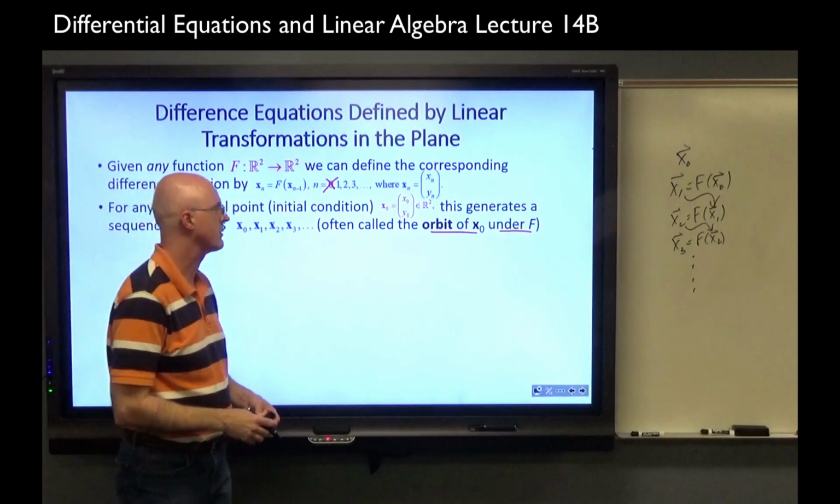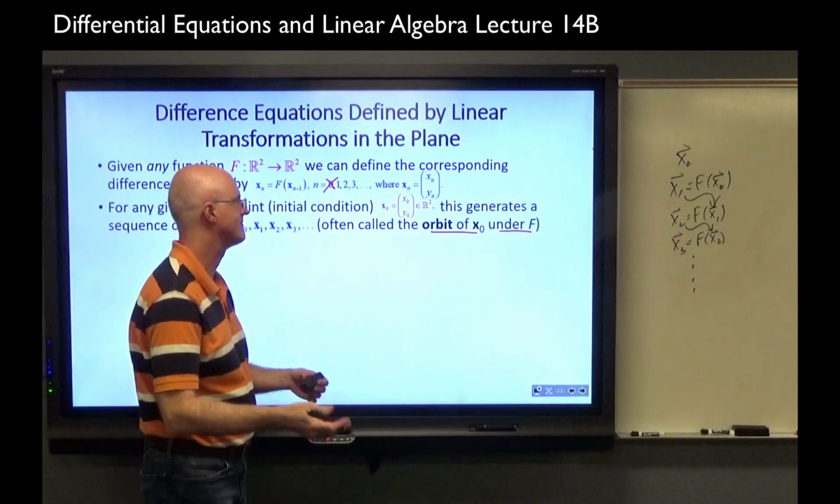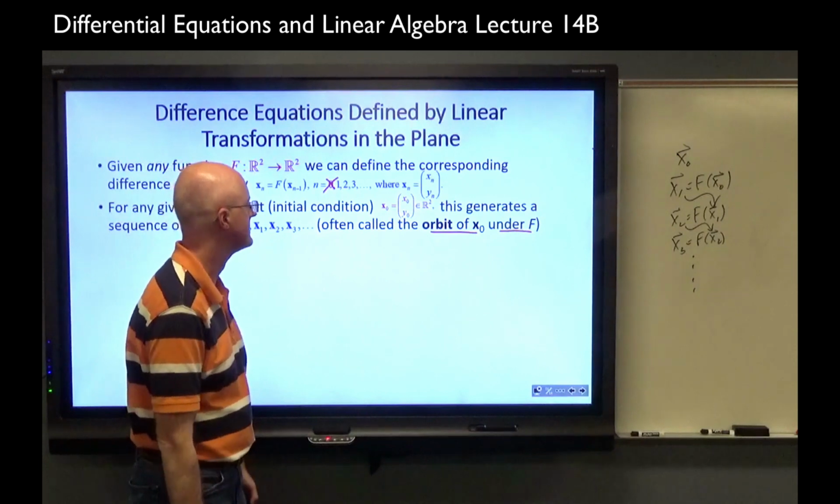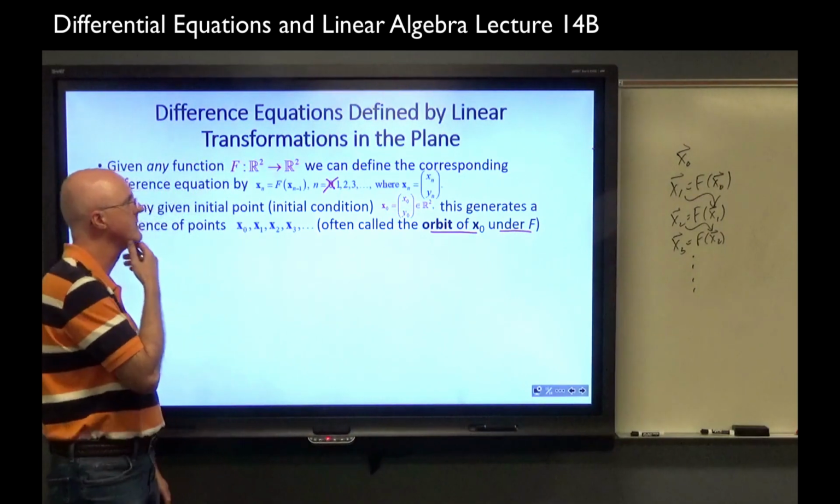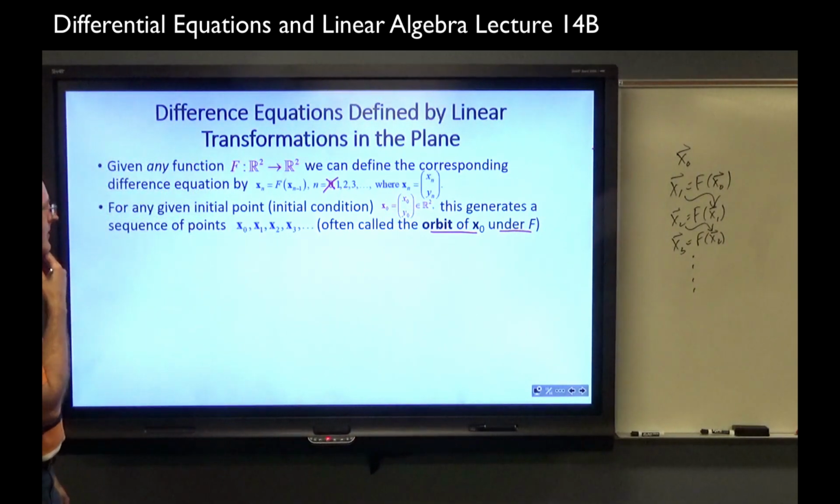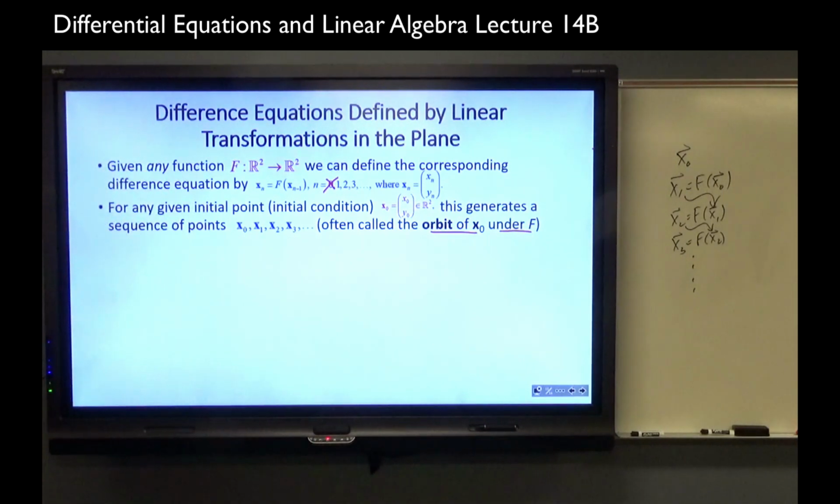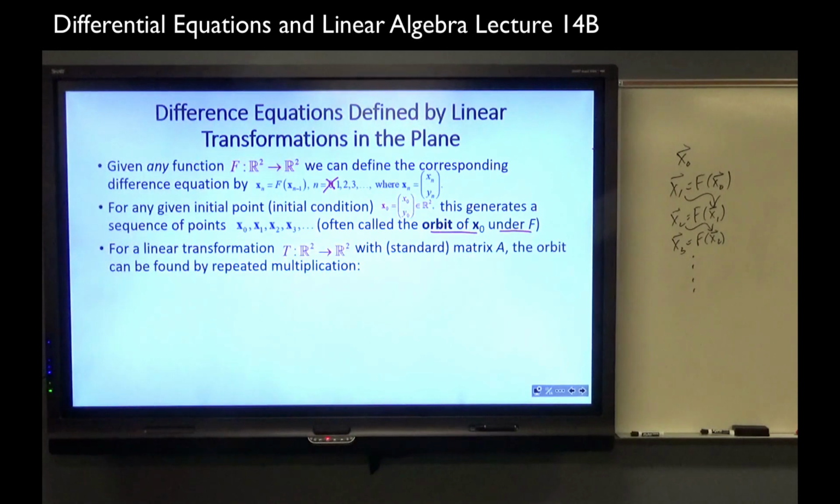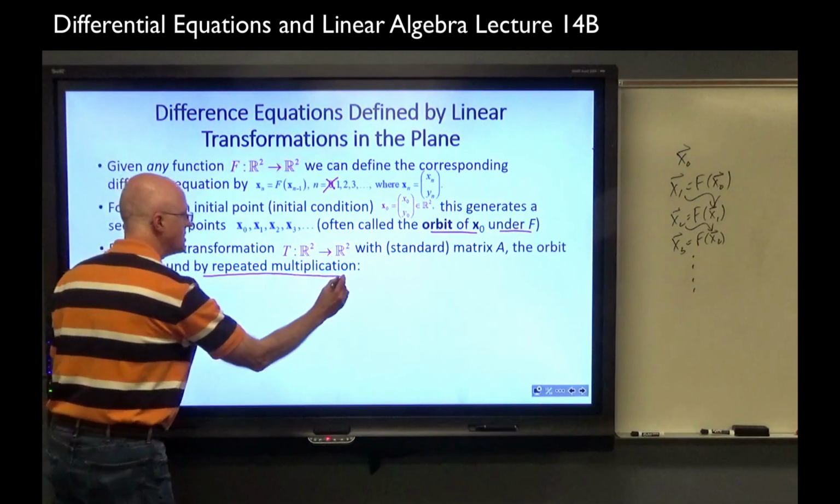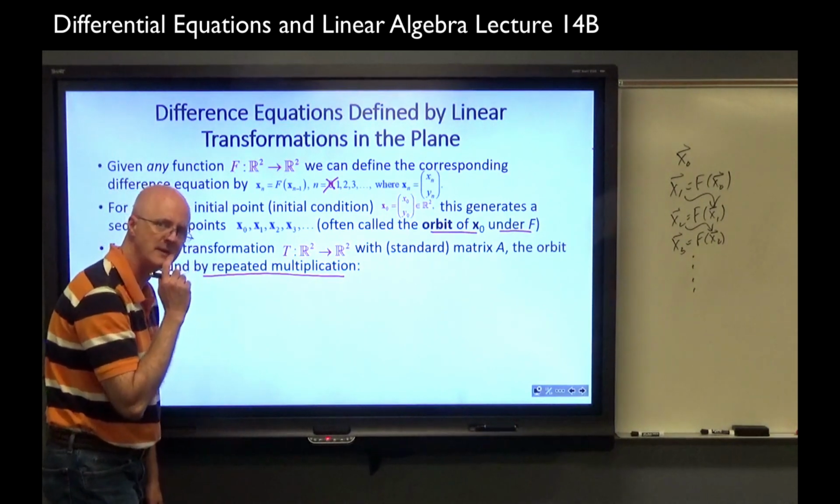Why? Does it orbit around the sun or something? Well, no, it's just kind of a fun term to use. It's moving around the plane like the orbit of something could do around the sun, but it's not necessarily saying it's an accurate model of that. If f happens to be a linear transformation with standard matrix capital A, the orbit can be found by repeated multiplication of the matrix times itself.